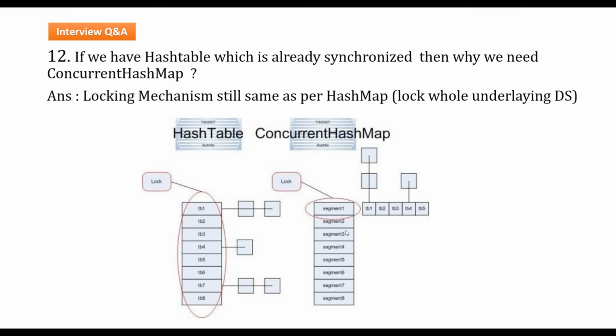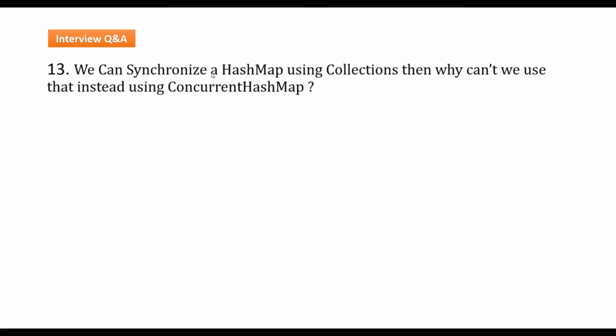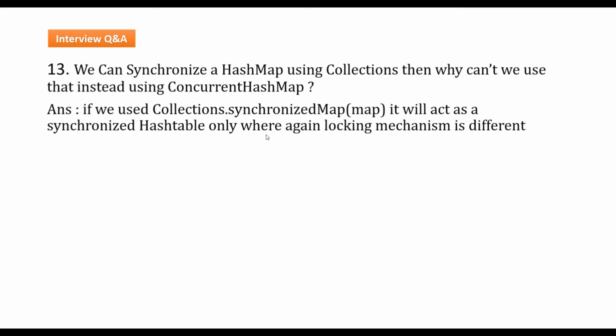Now the next question you can find: that's fine, we can ignore Hashtable, but there is also an option in Java, we can synchronize our HashMap using Collections.synchronizedMap, right? There is a method in the Collections utility class, Collections.synchronizedMap, and you can synchronize our map. Then why do we need ConcurrentHashMap? Because either way we are achieving synchronization, right? Again, you can say if you use Collections.synchronizedMap, that will act as a Hashtable again, and again there will be a difference in the locking mechanism between this synchronized map and ConcurrentHashMap. So you can answer this to the interviewer, you need to convince them.